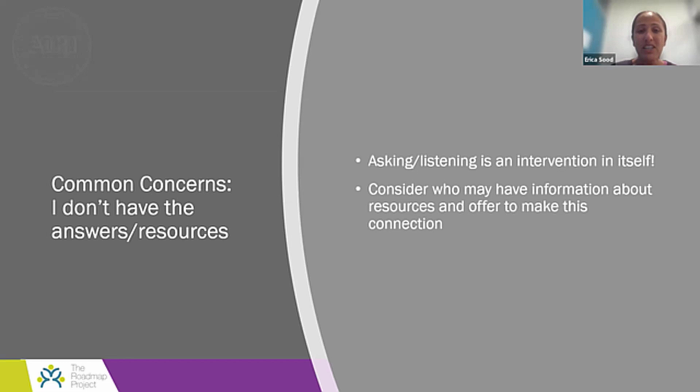That in itself can be helpful for supporting mental health, for people to understand that they're not alone in how they're feeling and what they're feeling is okay. And others have felt that way too. Also, consider who may have information that you might not have about resources and offer to make this connection.